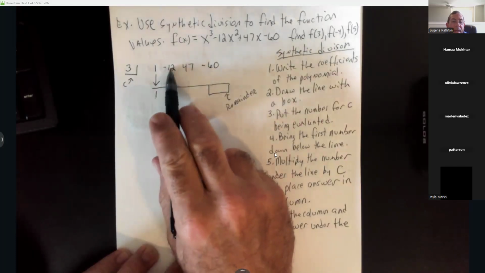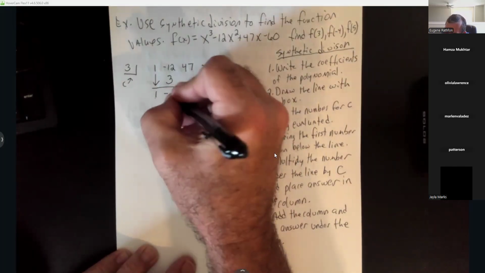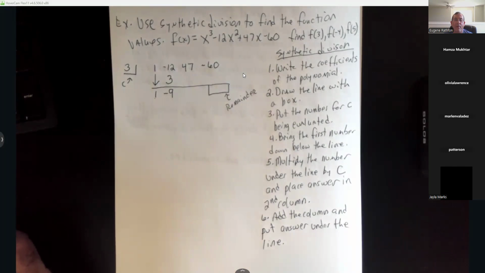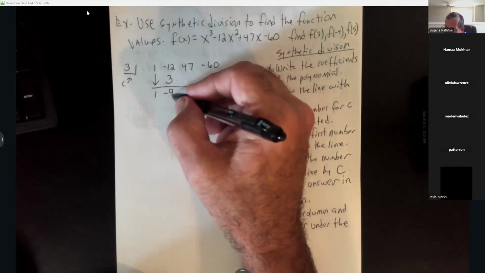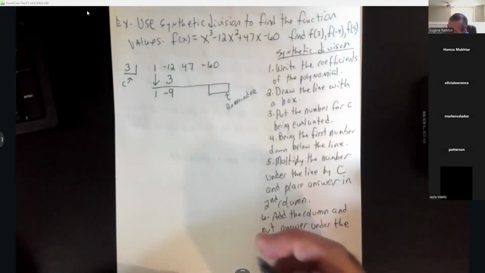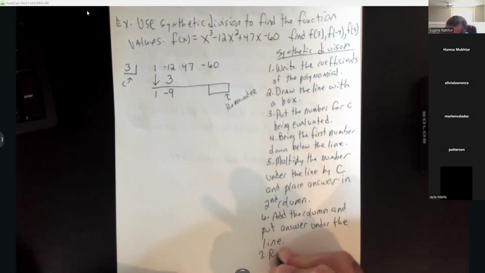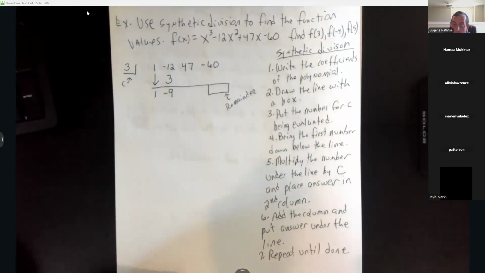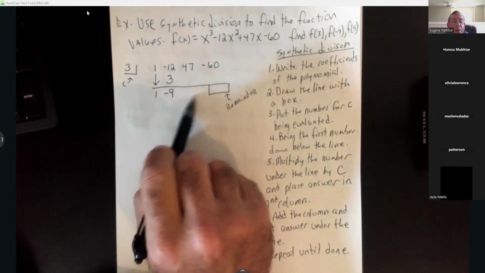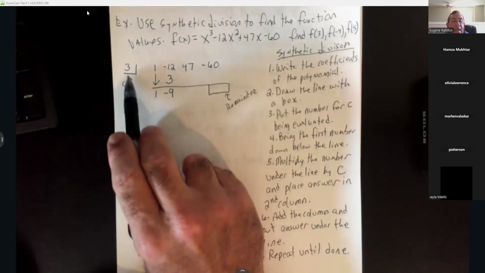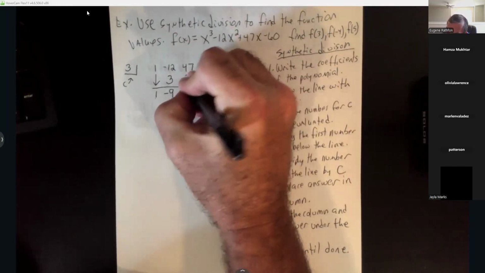All right, so you're going to add a negative 12 and 3. That's going to give you a negative 9. All right, y'all. So at this point, this negative 9 below the line, we're going to multiply by 3 and get the next column. So at this point, we're going to repeat until done. Any number under the line gets multiplied by C to get the next column. So this is a negative 9 times 3, which is negative 27.